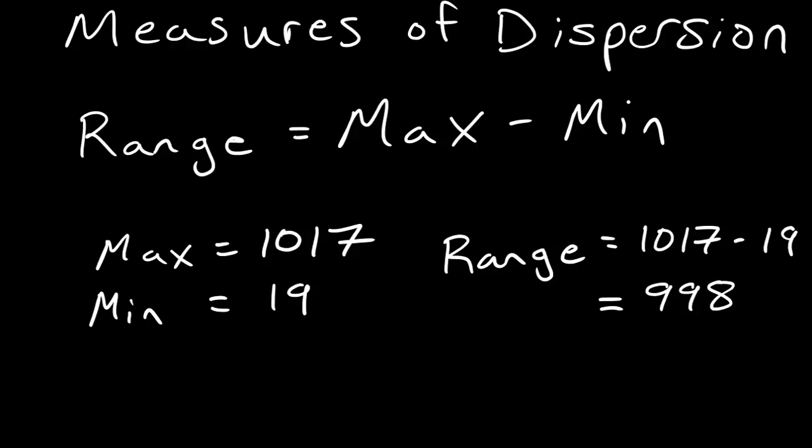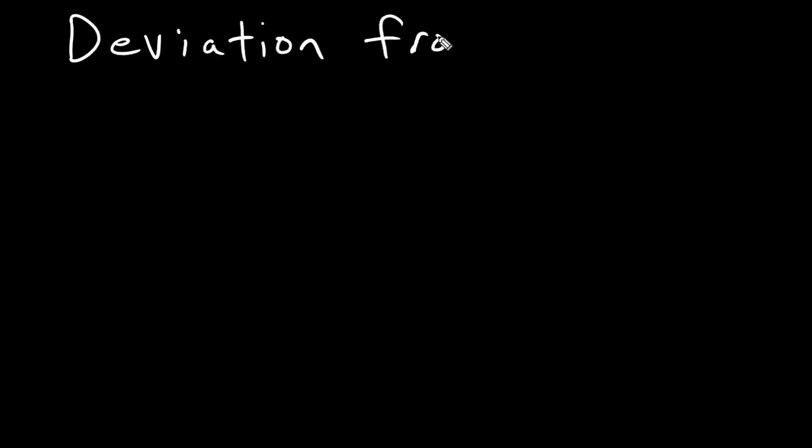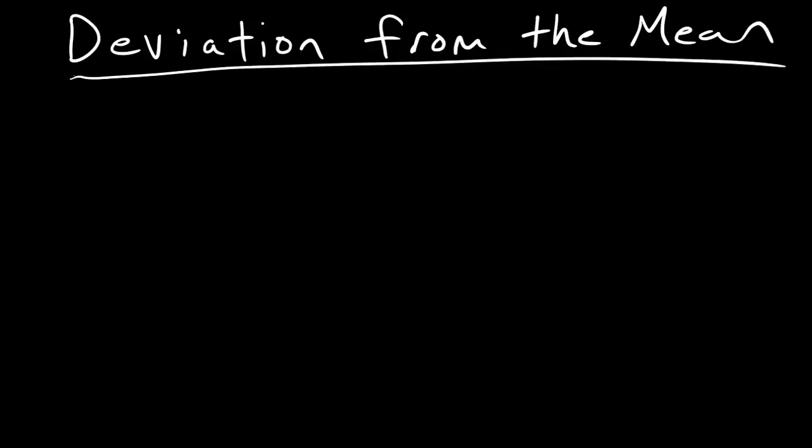Right, and that's essentially all we're going to do with the range. Again, we're not going to spend a lot of time on it. We are going to look at a more sophisticated measure of dispersion. And this measure of dispersion, along with some other ones, so we're really just going to look at the most commonly used one, but there are some other ones that focus on this idea of deviation from the mean.